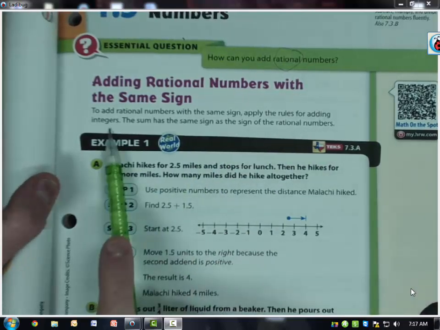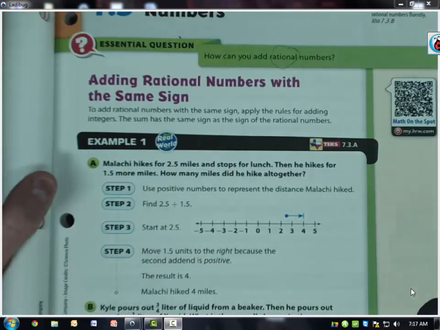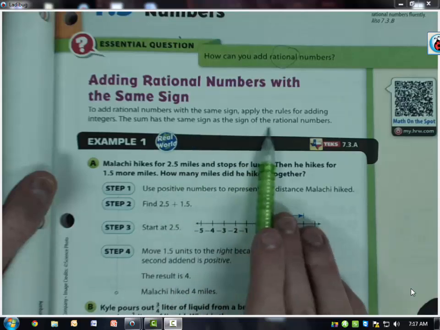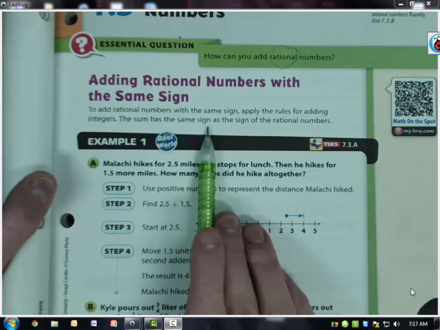Guys, we have done this last week or the week before. We have added integers and subtracted them and multiplied and divided. So today we're going to add our rational numbers. The sum has the same sign as the sign of the rational numbers. Okay, let's read that again. The sum has the same sign as the sign of the rational numbers.